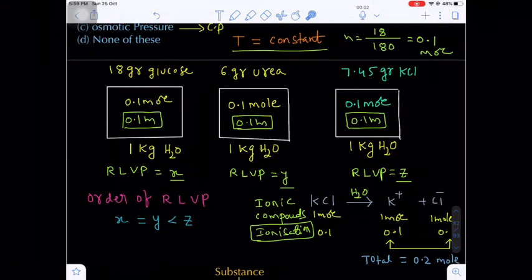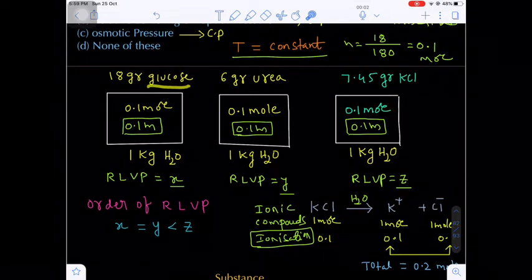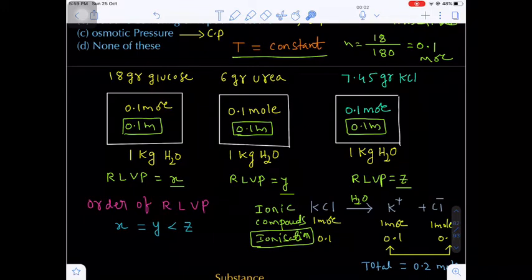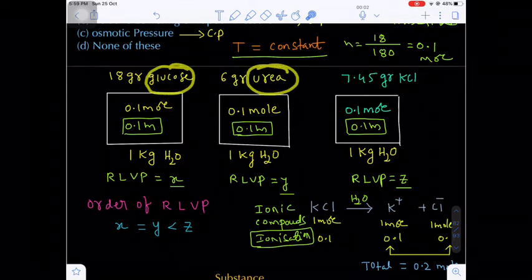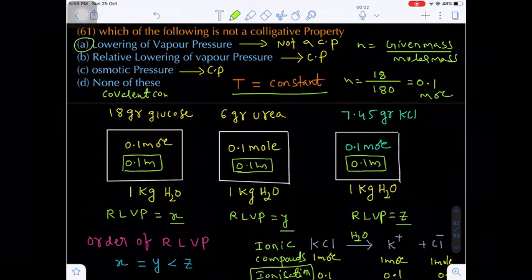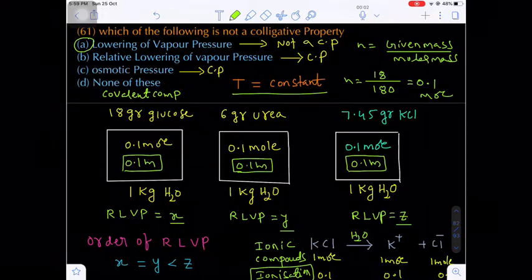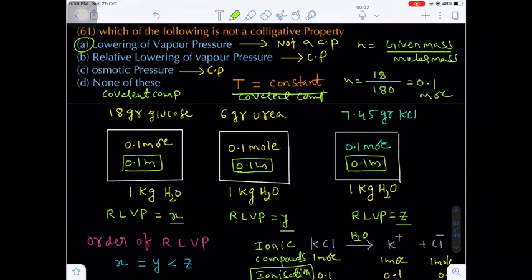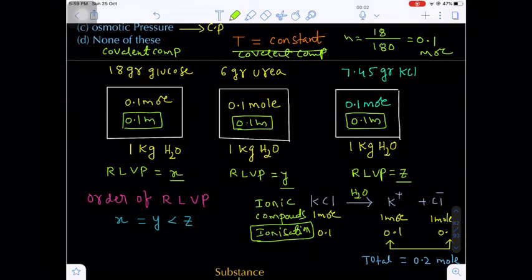Why are the X and Y values the same? Because glucose and urea do not undergo any ionization in the solution. That means their physical state does not change. Are you getting my point? Because glucose and urea, they are which compounds? Covalent compounds. Glucose is a covalent compound and urea is also a covalent compound. We know covalent compounds do not undergo ionization, whereas ionic compounds undergo ionization. Are you getting my point?